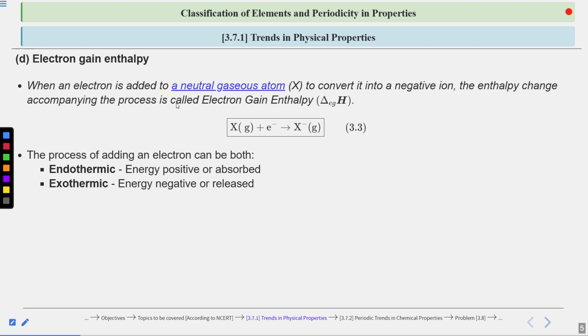Ionization enthalpy is always positive. We have to always apply energy to remove an electron, whereas in case of electron gain enthalpy it can be both positive or negative. Now it will totally depend upon the electronic configuration, whether it will be endothermic, that means energy absorbing or positive energy, or exothermic, that is energy releasing or negative energy.